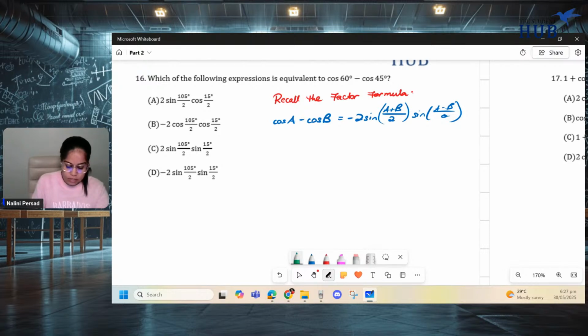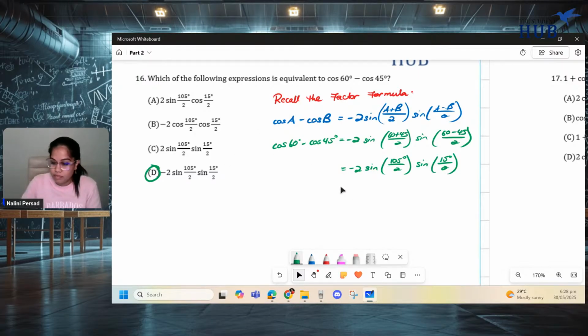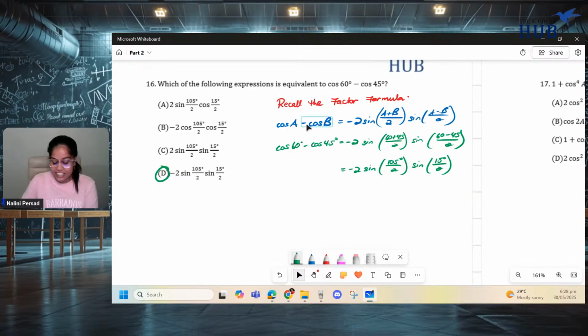So when you look at the formula sheet, that's the formula. So cos 60 minus cos 45 is negative 2 sine (60 plus 45) divided by 2 times sine (60 minus 45) divided by 2. So you substitute and you simplify. This will be 105 degrees over 2, 15 degrees over 2. So negative 2 sine 105 over 2 sine 15 over 2, option D. Right, straight up use of the formula.